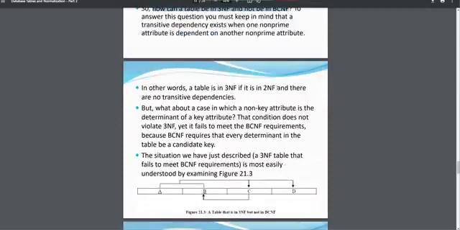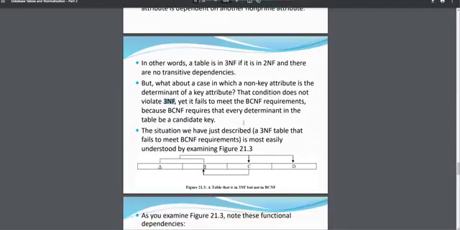So second normal form, third normal form, you already know. In this case, we are discussing third normal form and Boyce-Codd normal form. Boyce-Codd normal form is at a higher level than third normal form. You already know that the third normal form is at a lower level, right? That is the situation we have just described.